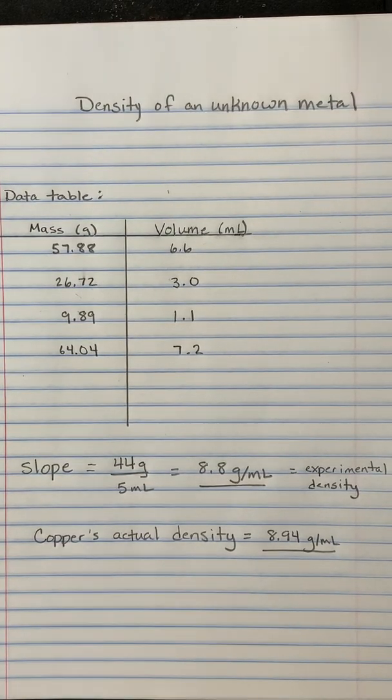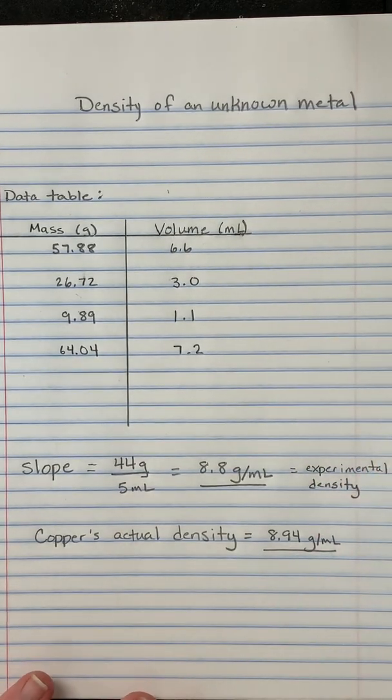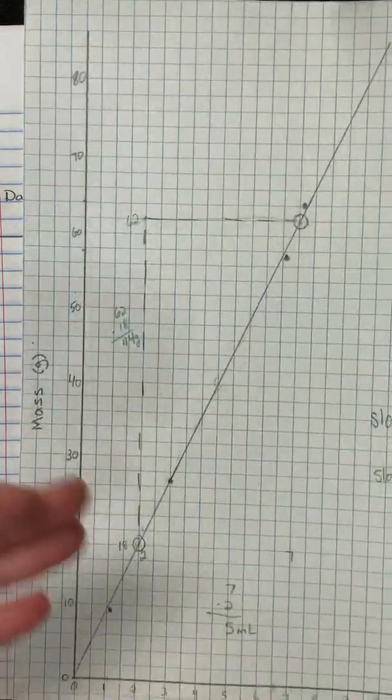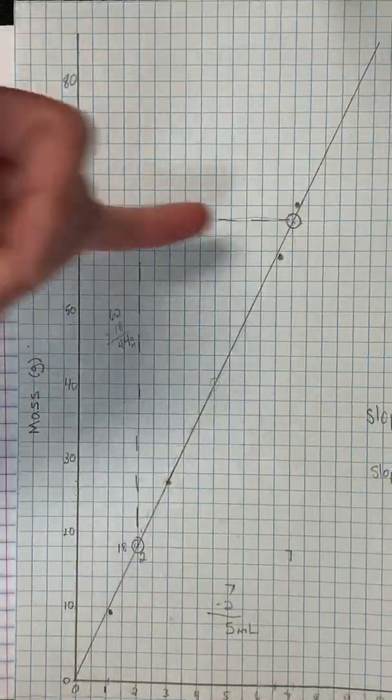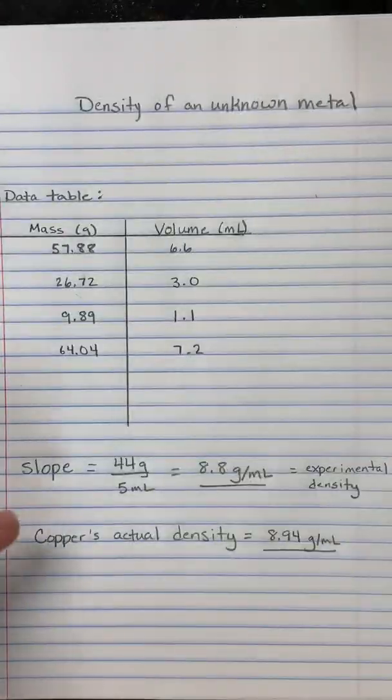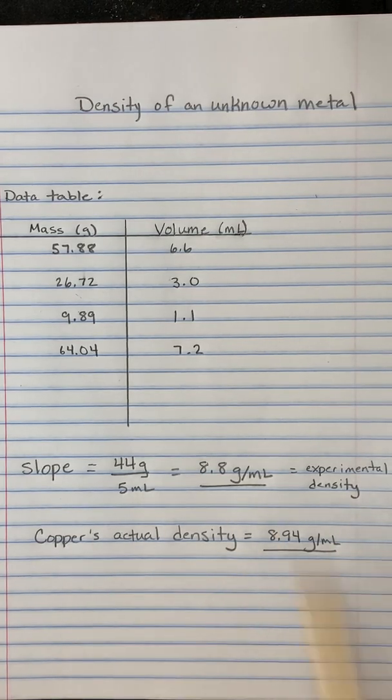Okay, we'll be talking about determining the accuracy of your measurement. So we completed our graph, determined our slope, what our rise over our run is. The slope was, the graph rose 44 grams, the run was 5 milliliters across, 44 divided by 5 was 8.8. That was our experimental density.